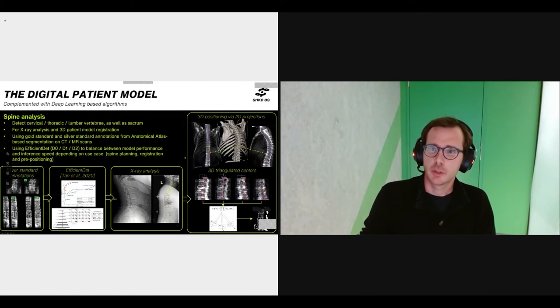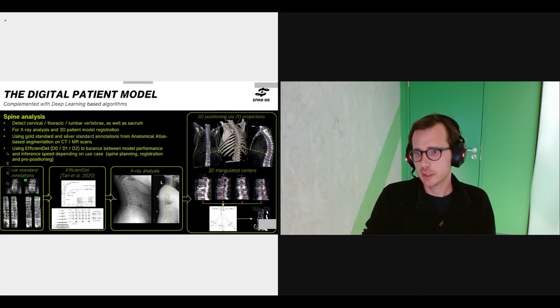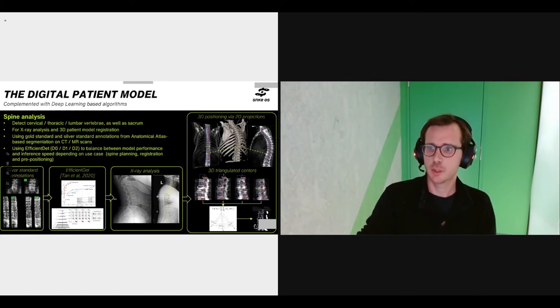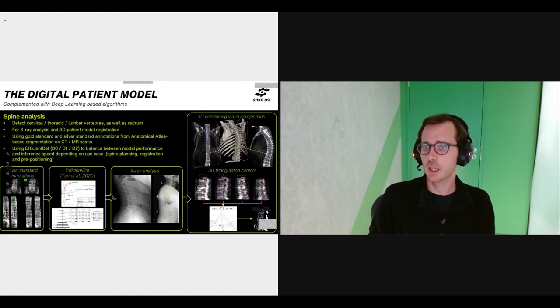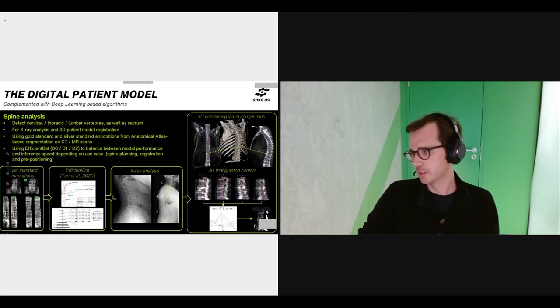Another application of deep learning at SnakeOS currently is the analysis of the spine. In this case, we aim to detect cervical, thoracic, and lumbar vertebrae, as well as the sacrum. It is used either for X-ray analysis, but also for 3D patient model registration. We basically create a fake X-ray from 3D scans, detect the different vertebrae in this fake X-ray, and then we use triangulation to find the position of the different vertebrae. These positions can then be used to initialize the registration of the vertebrae in the atlas.